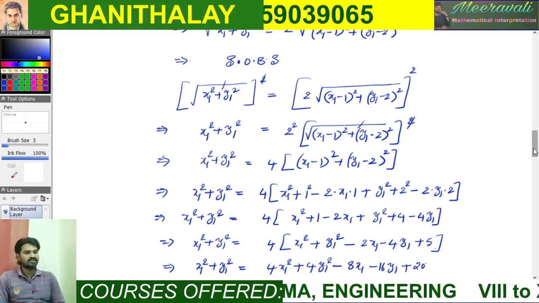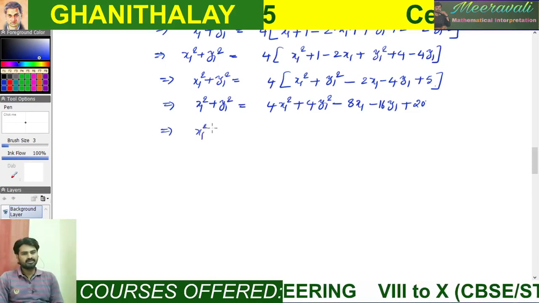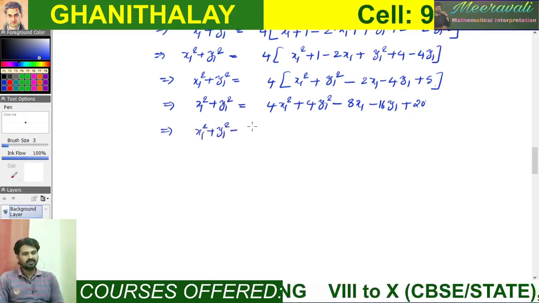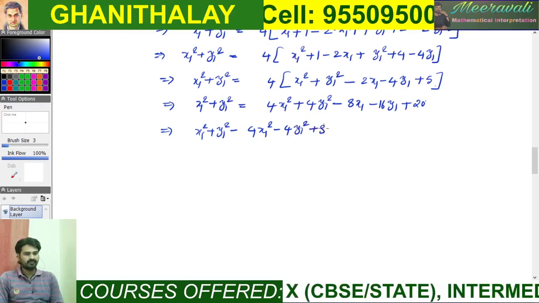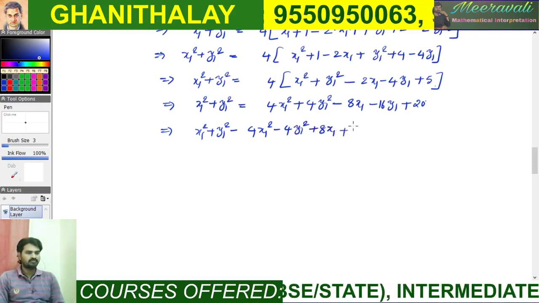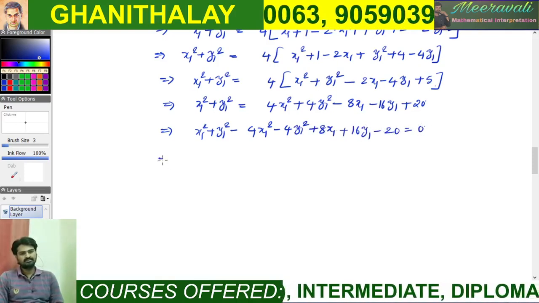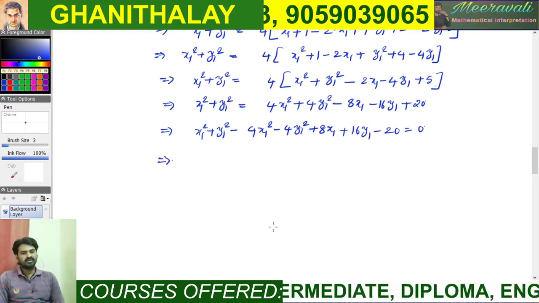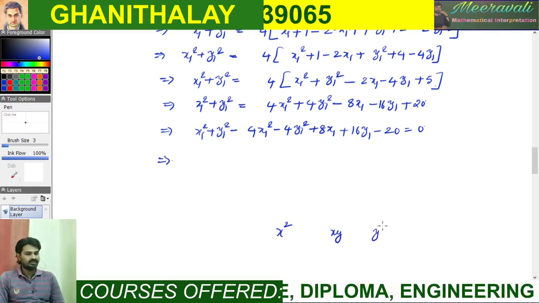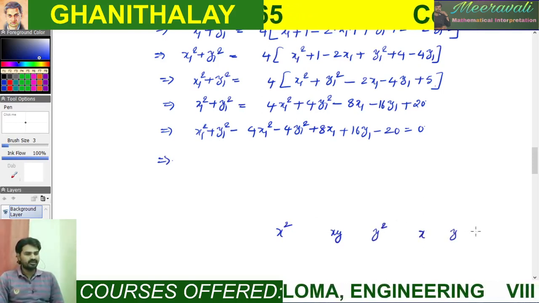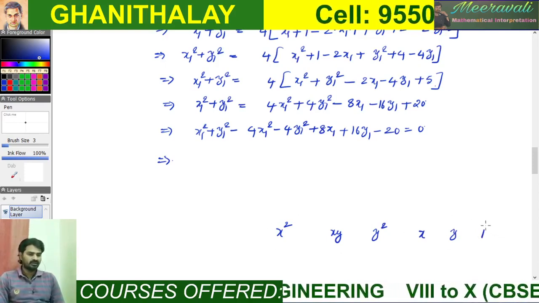Now take the right side terms to the left side. Now you have to write x1 square plus y1 square minus 4x1 square minus 4y1 square plus 8x1 plus 16y1 minus 20 is equal to 0. Now arrange the order. So remember students, first you have to write the x square term, next x into y, next y square, next x term, y term, constant term. Okay, this is the arrangement of the order of the final answer.